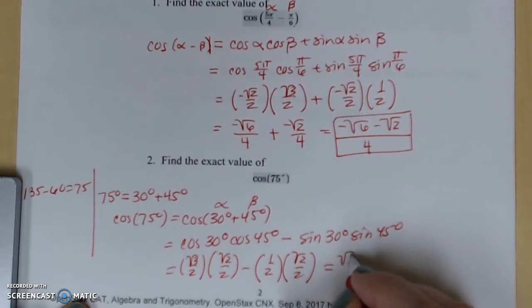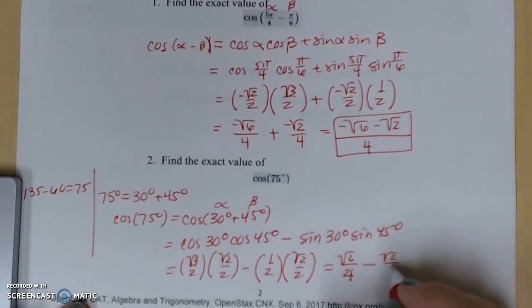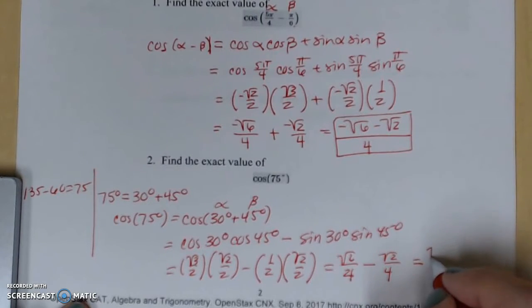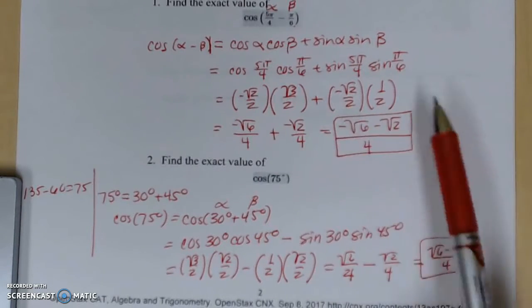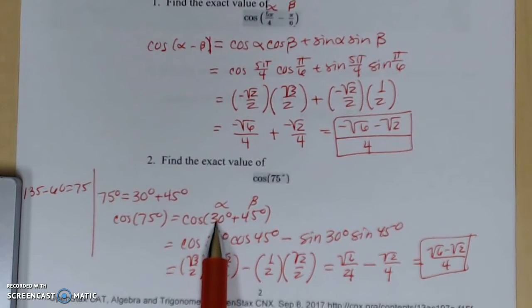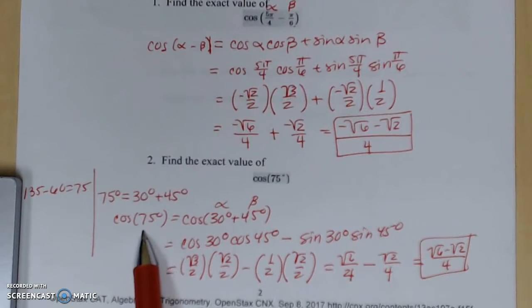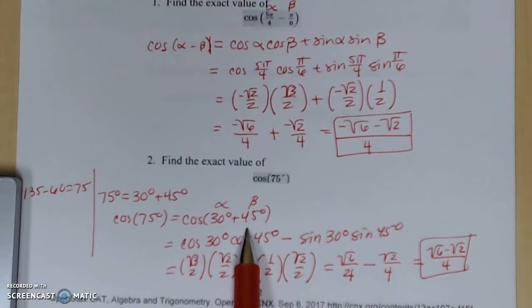Simplifying that up, this gives me square root of 6 over 4, minus square root of 2 over 4. So finishing out with square root of 6 minus square root of 2 all over 4. So you can see that this in its process and steps is similar to what we did up here, but we had to take one initial step, separate out the given angle into known angles, and then apply our identity from there.